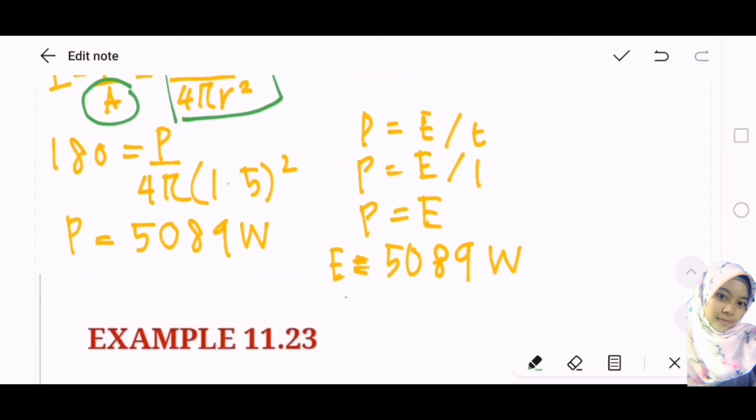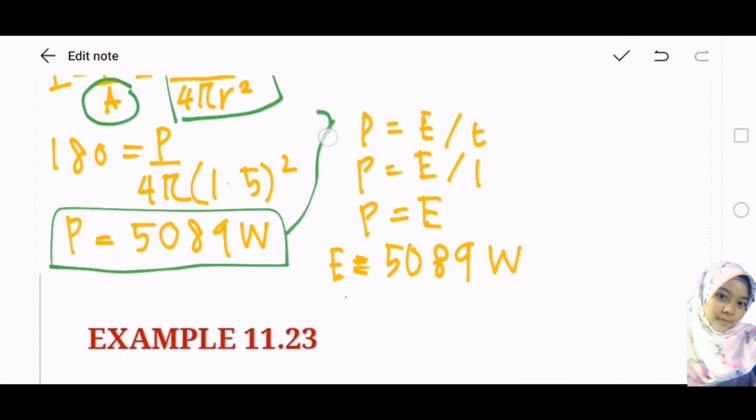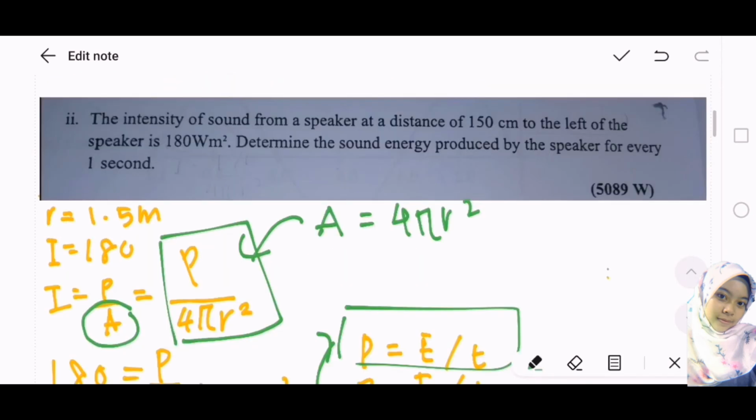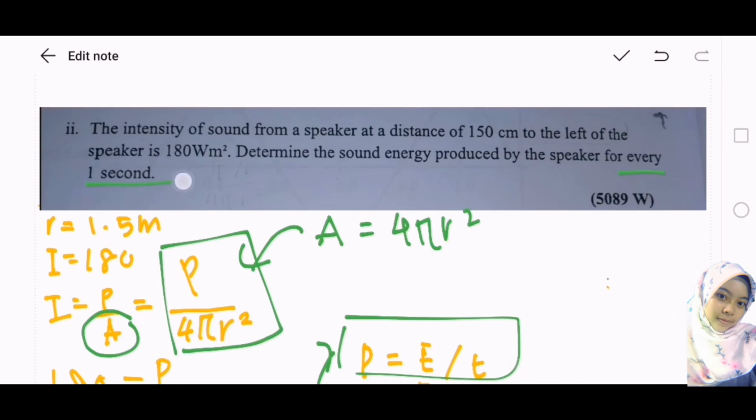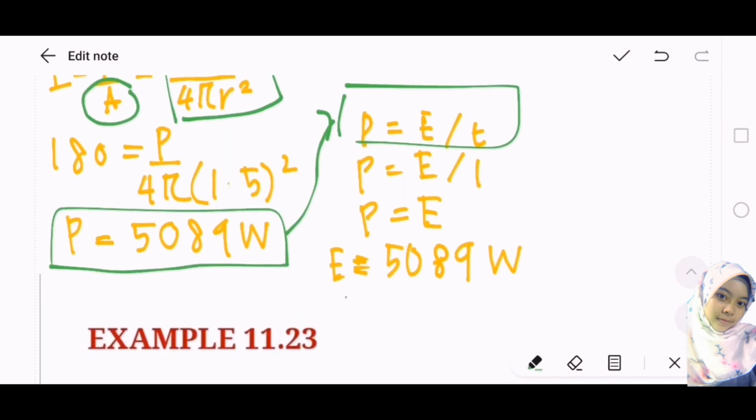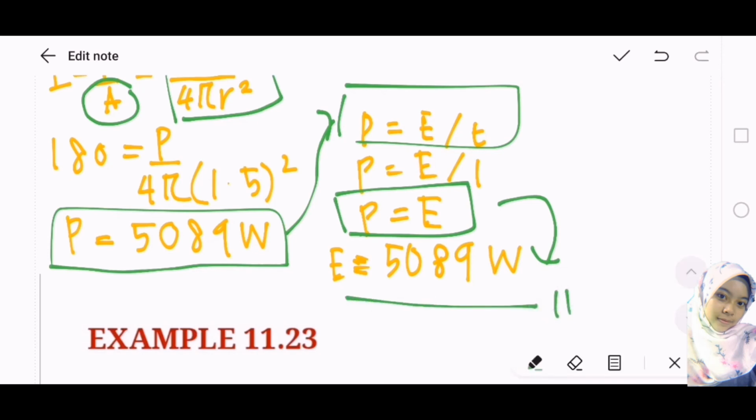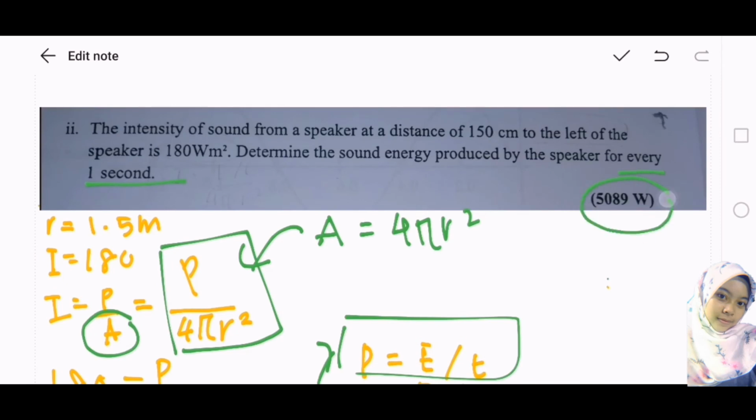Then substitute the value. We can get P equals 5089 watt. But they ask for the energy. We get the energy from the equation P equals E over T. We have the T, right? Here, it is for every 1 second. Substitute into the equation and we will get P equals to E, and tulis balik jawapan. Okay, ini jawapan: 5,089 watt. See? Okay.